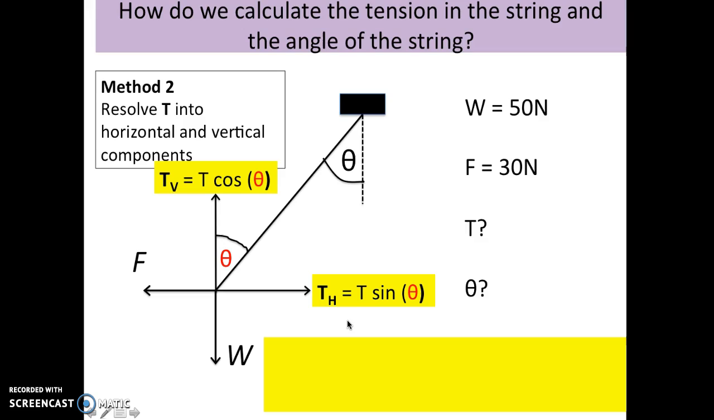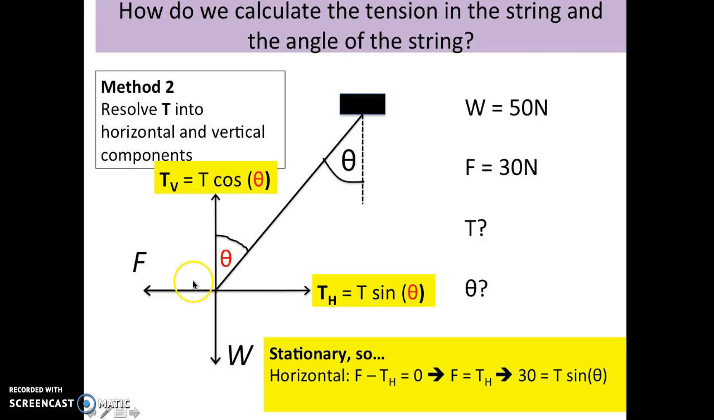and I can then balance the forces in both directions. So the object's stationary, therefore I know in the horizontal direction the forces will be balanced. F minus T_H must be equal to 0. There's no overall resultant force, so F is going to be equal to T_H. So therefore I know the value of F is 30. 30 is equal to T sine theta.